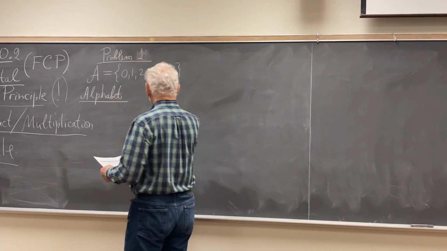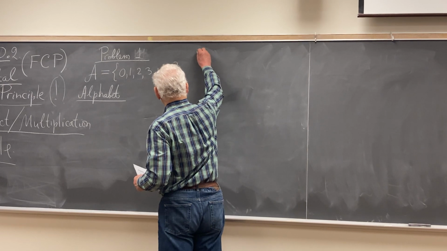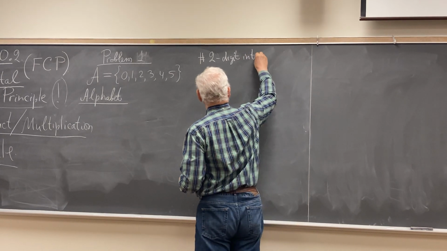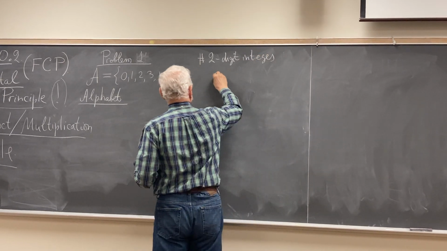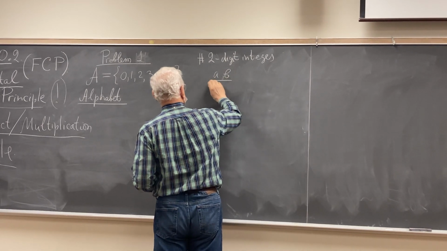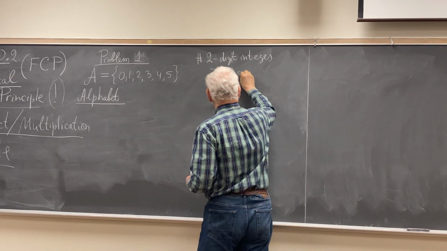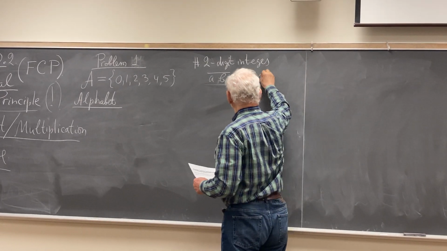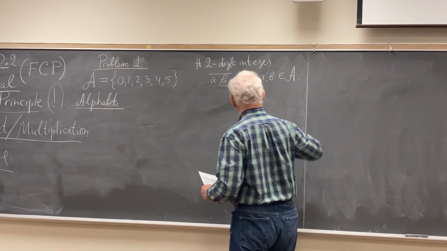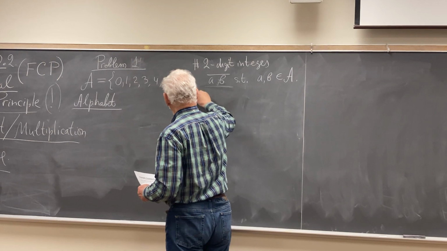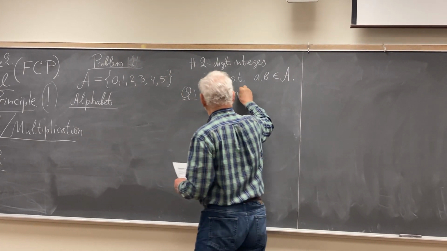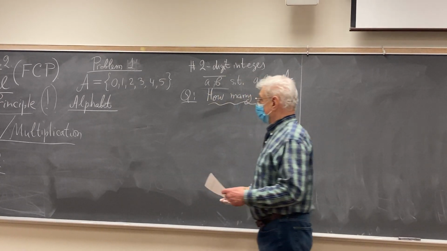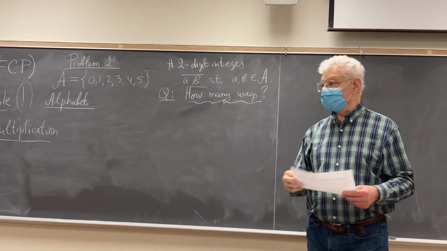Okay. Now you want to do the following. You find the number of 2-digit integers AB, the same problem as before, such that each digit is taken from this alphabet, such that A and B belong to alphabet A. And the standard question is, how many ways to do that?